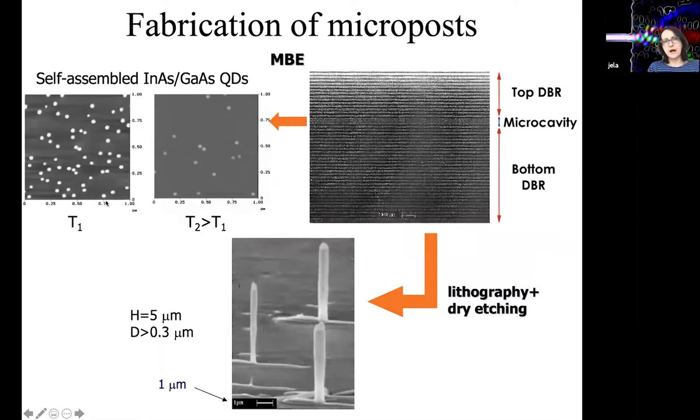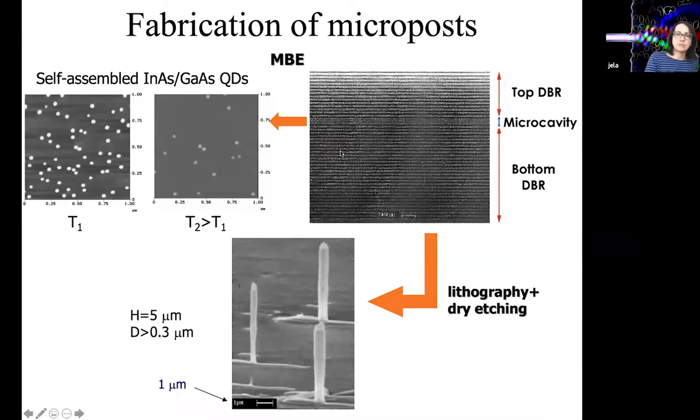So here are the pictures of that. This is a DBR stack, which is grown across the whole wafer by, in this case, molecular beam epitaxy. And you also see the spacer region, which in this case has quantum dots as the active layer. But you can also work, of course, with quantum wells, and typically lasers, including the ones in cell phones, have quantum wells.